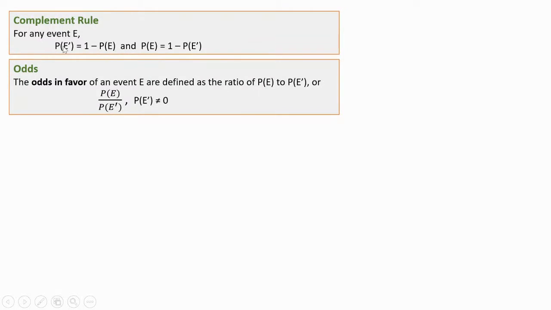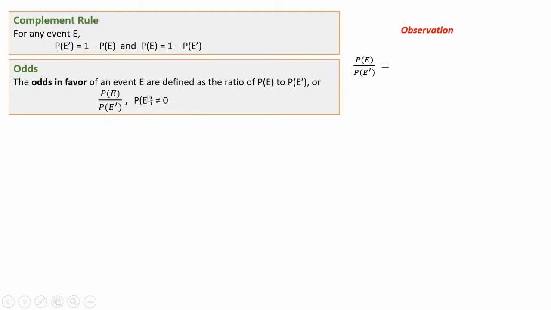Complement rule. The complement of E is equal to 1 minus the probability of E, and the probability of E is equal to 1 minus the probability of the complement of E. Odds, the odds in favor. The odds in favor is the probability of E over the probability of not E, or the complement of E. Okay.